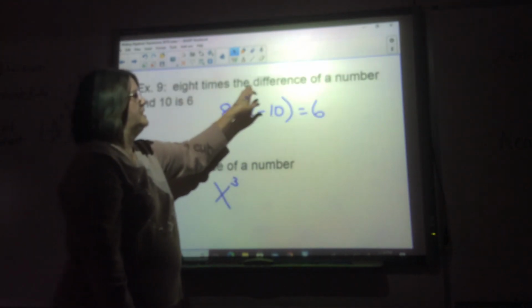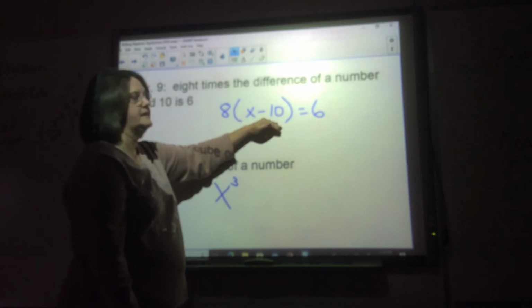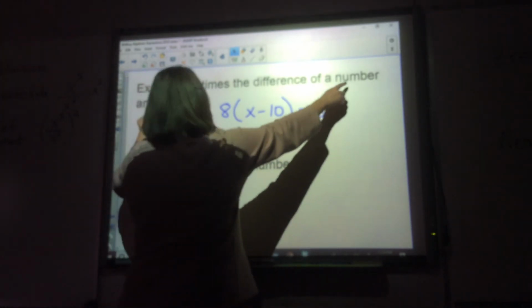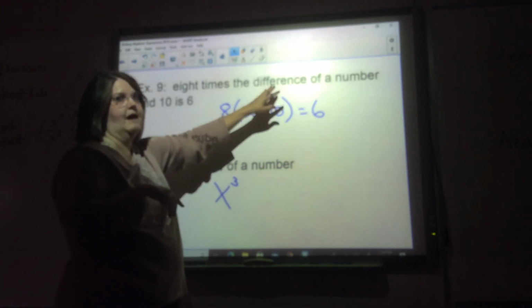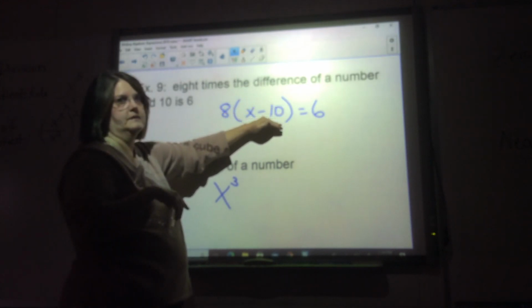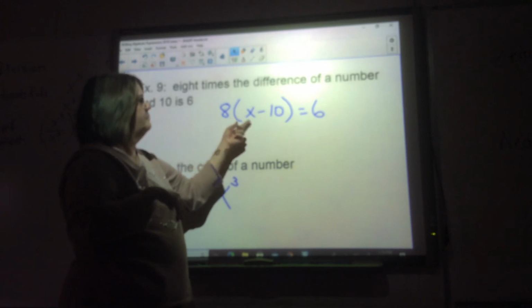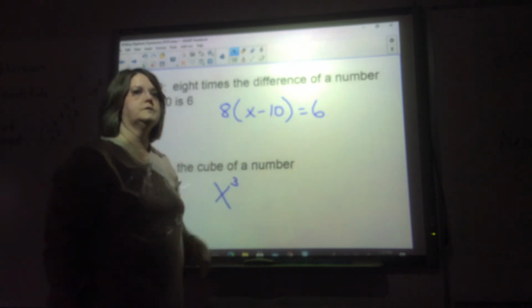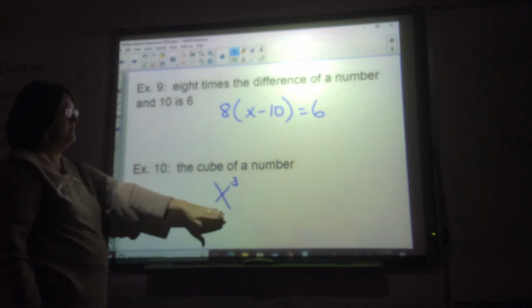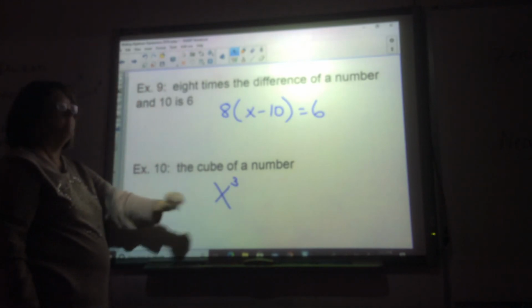8 times the difference. I'm subtracting something. What am I subtracting? A number and 10. And I'm 8 timesing the difference. That's how I know that this is going in parentheses. So 8 parentheses x minus 10, and then it says is 6, equals 6. The cube of a number, x cubed. Thank you.